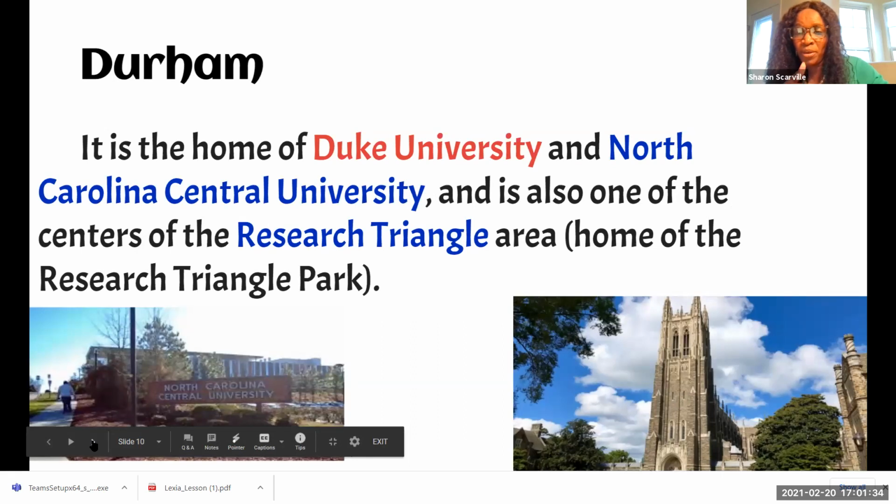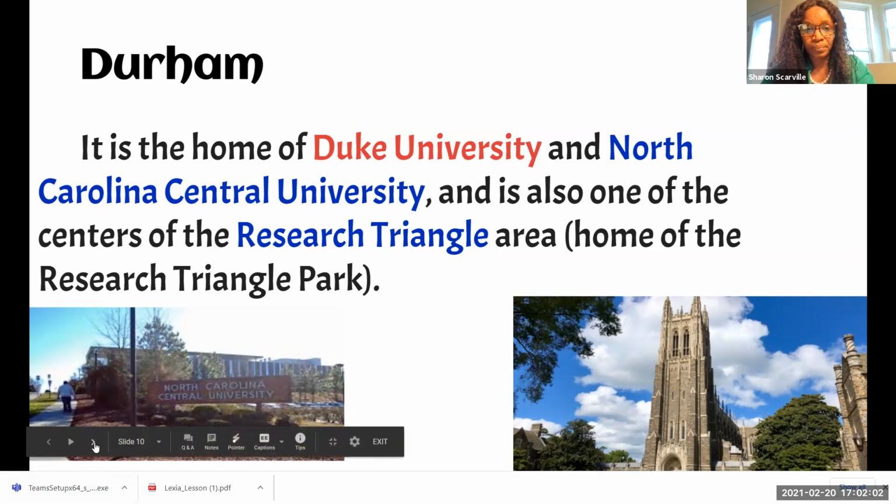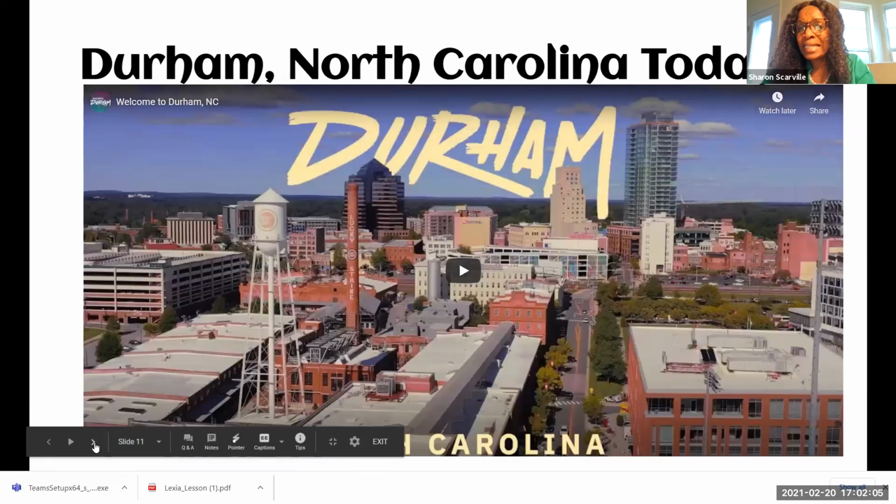Durham. What is Durham known for? It is the home of Duke University and North Carolina Central. And it is also one of the centers of the Research Triangle area. That means it's the home of the Research Triangle Park. And I'm sure you've heard your parents or other people mention the Research Triangle Park area. Let's take a look at what Durham looks like today.